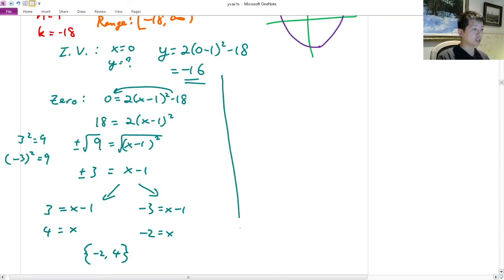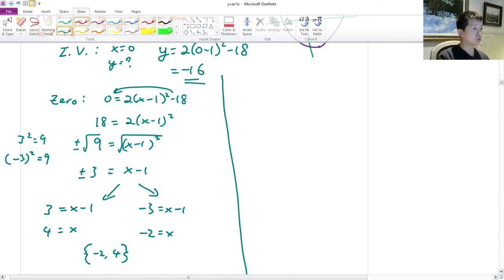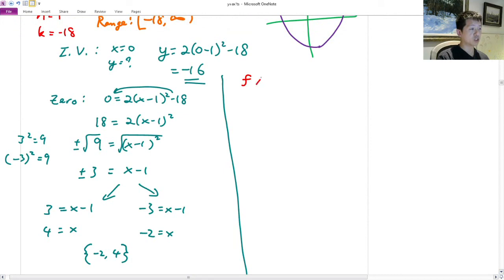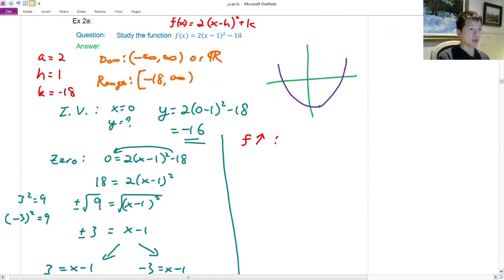Now that I have this, I want to do the function increasing. If the function is increasing, we look at the graph. Starting from the vertex on the other side, this part is increasing, right? So if this part is increasing, we write the value of x from h, which is 1, until infinity. Okay, so I'll use the round bracket on that side. Now if the function is decreasing, so on the other side, it's from minus infinity to 1.